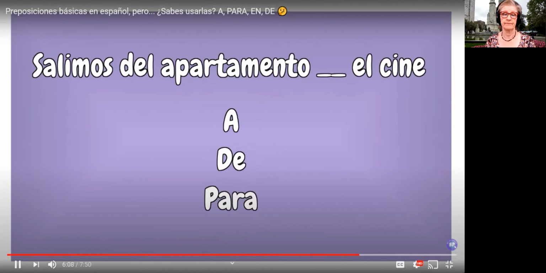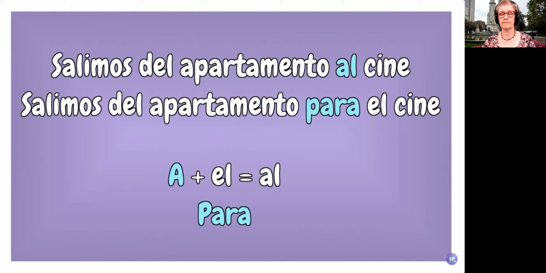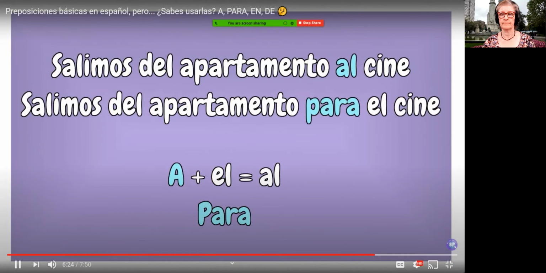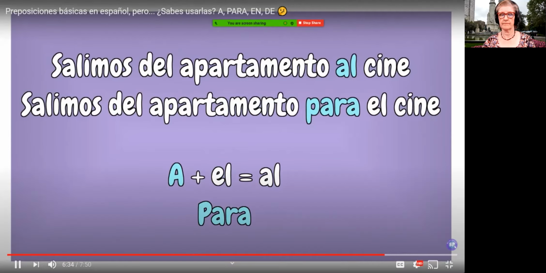A ver la siguiente oración. Salimos del apartamento al, de, para el cine. En esta oración, el cine es el destino, entonces puedes usar 2 preposiciones. Puedes escoger al cine o para el cine. Recuerda que a y el se combinan y queda al.